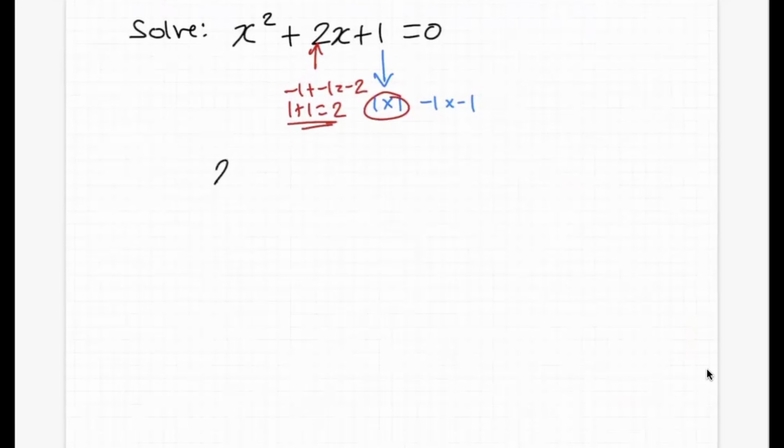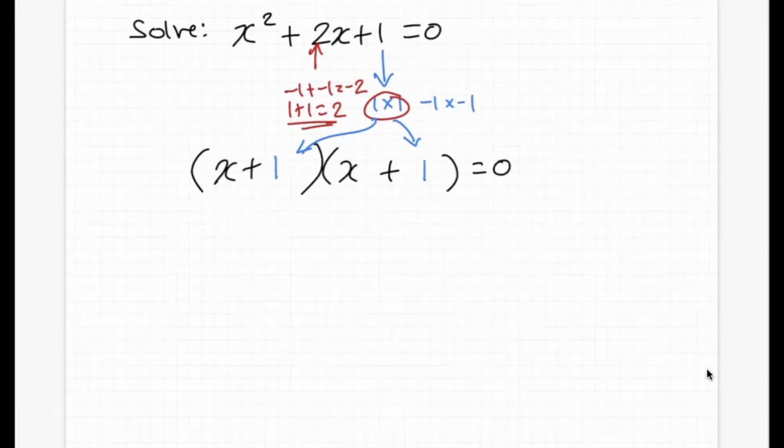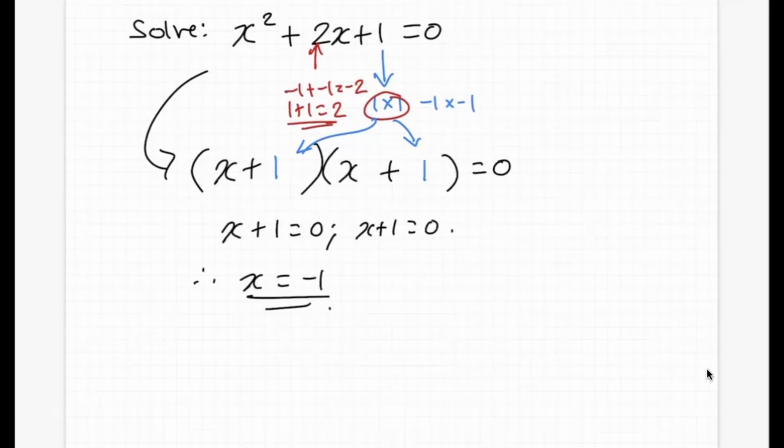So then we're going to open our brackets like this, and fill in the blanks. It just so happens that both of these are positive, so it's plus 1 times plus 1. So we're going to have x plus 1 into x plus 1. Now that we've factorized it, we're going to let this equal 0, and therefore x plus 1 equals 0, x plus 1 equals 0. Obviously, they're the same expression, so x equals minus 1.